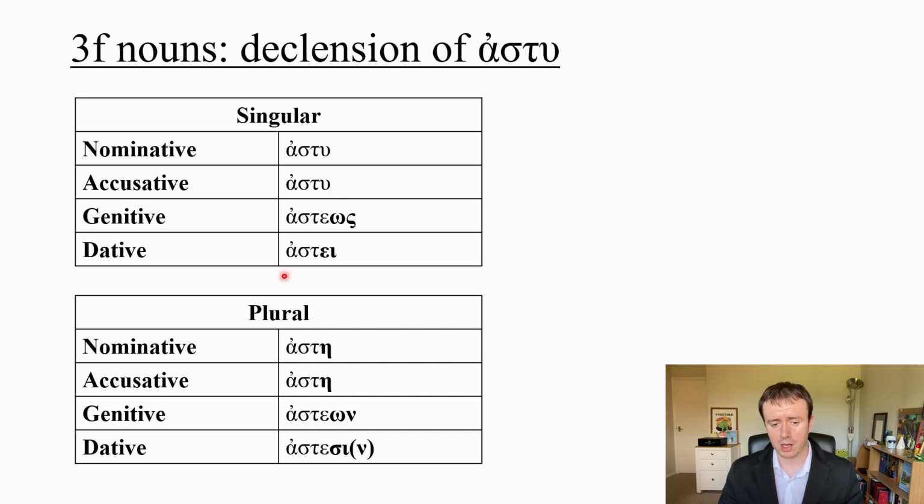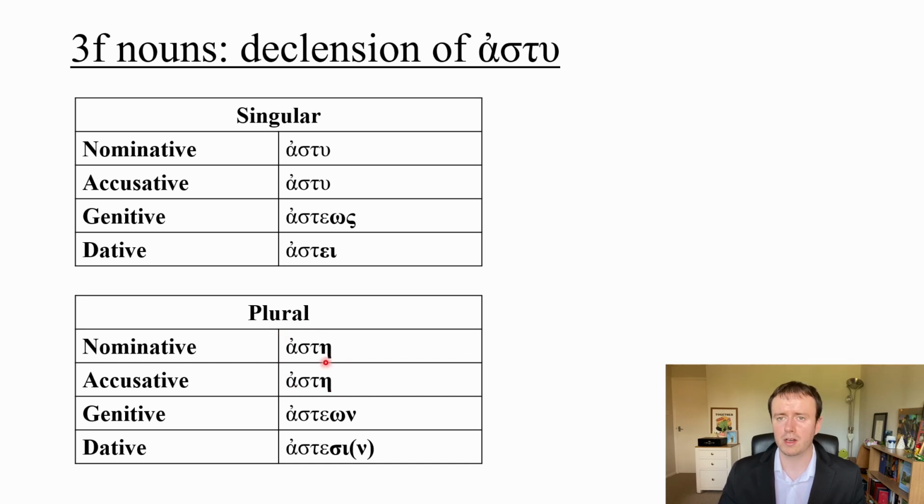The second place where the declension differs from that of a 3E noun is in the vocative singular, because neuter nouns have a vocative singular that looks just like the nominative singular. So if you wanted to address a city using the word astu, you would still just say astu. So that's the second way in which they differ from 3E nouns. And the third and final way is in the nominative and the accusative plural. You will notice that we've got astea, astea. So the ending here is alpha.